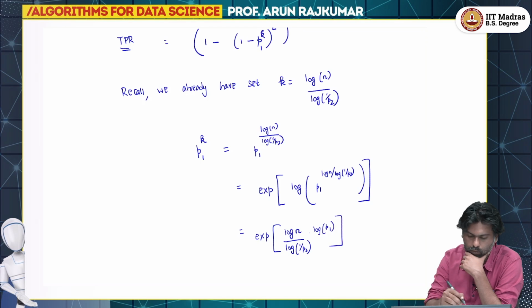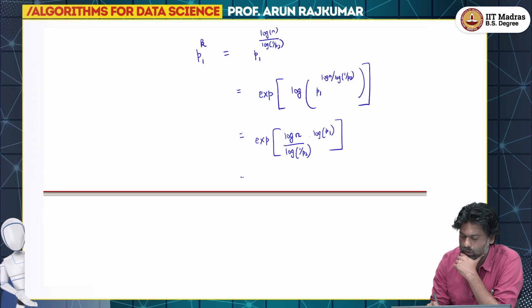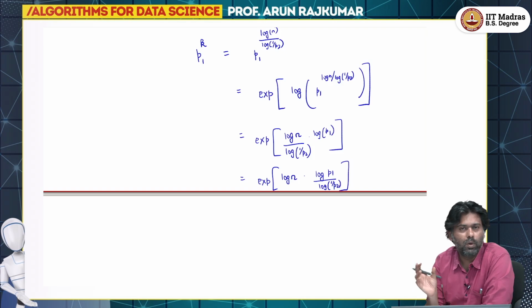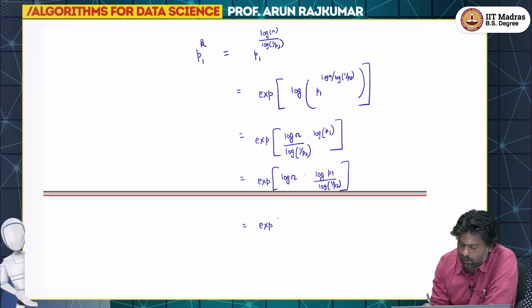Okay, so which is e power log n into log P1 by log 1 by P2. P1, remember, is a number less than 1, so log P1 is going to be negative. So instead of keeping that as a negative value, let me keep that as a positive value and then make this minus log 1 by P1 by log 1 by P2.